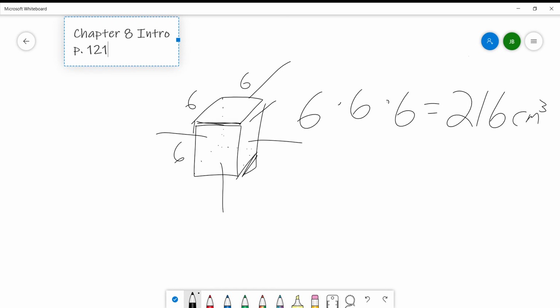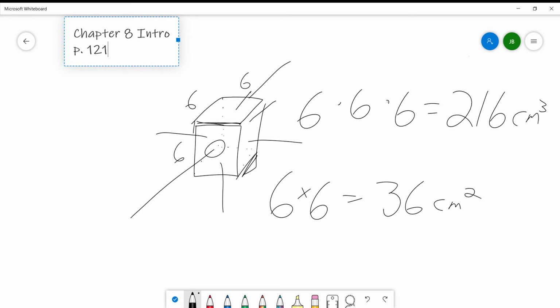So 1, 2, 3, 4, 5. I'm missing a square somewhere. So top, left, right, bottom. Oh, and then the front. Front and back, top, bottom, left and right. 1, 2, 3, 4, 5, 6. There are 6 sides, and each side is a 6 by 6 square. So a 6 by 6 square has the area of 36 square centimeters. But there are 6 of those sides, so we take this 36 and multiply it by 6, and we get, coincidentally, 216 square centimeters.